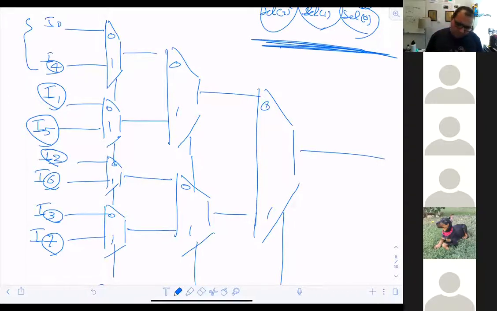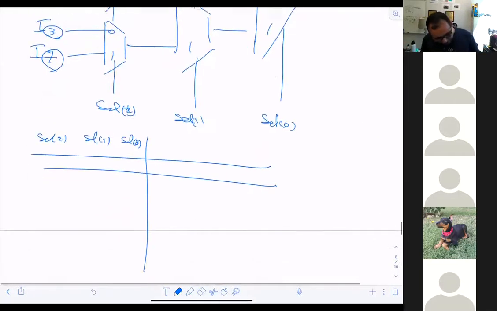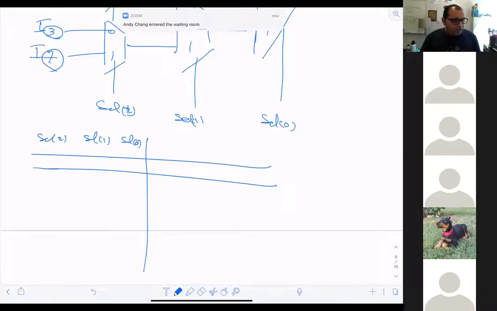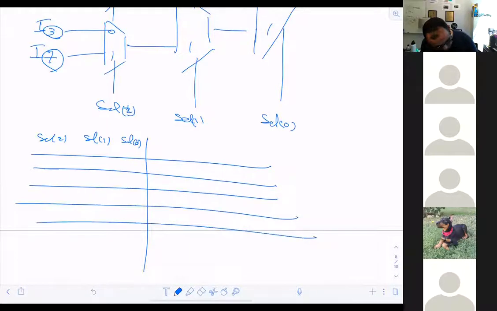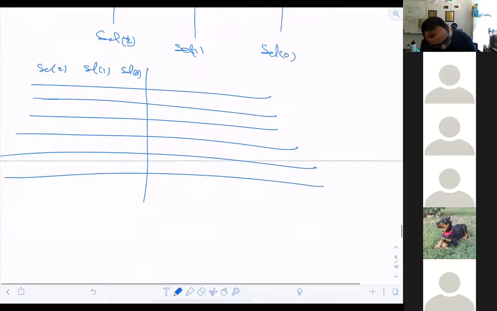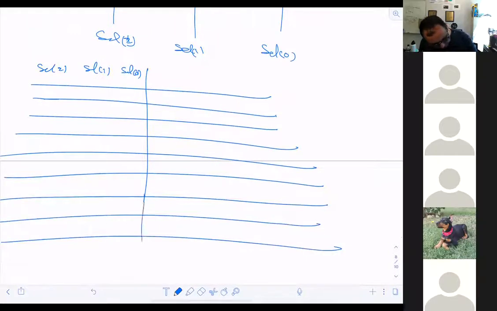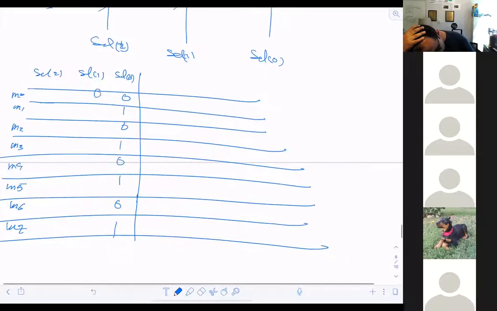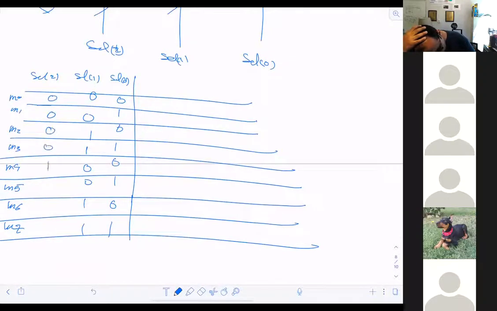Okay. Let's see if it works or not. Maybe it's not working, right? Who knows? So we're going to have here a table covering what? 8 states, right? So I0, I1, I2, I3, I4, I5, I6, I7. Here it's going to be M0, M1, M2, M3, M4, M5, M6, M7. Okay? 0 1 0 1 0 1 0 1, 0 0 1 1 0 0 1 1, 1 2 3, 4, 1 2 3 4.